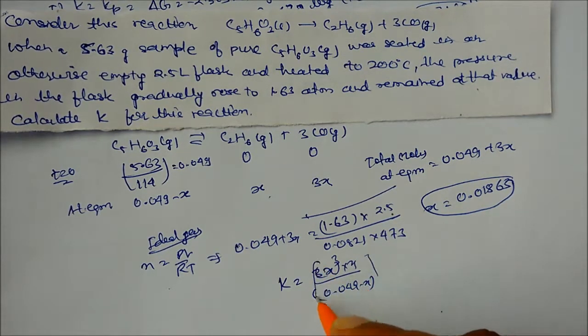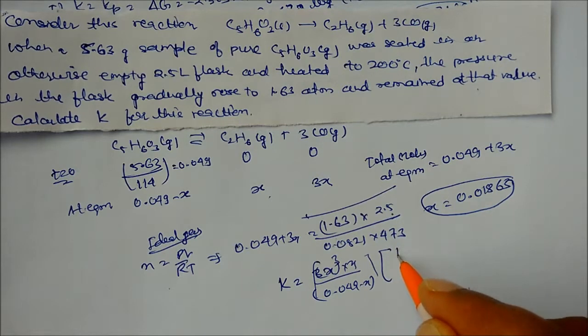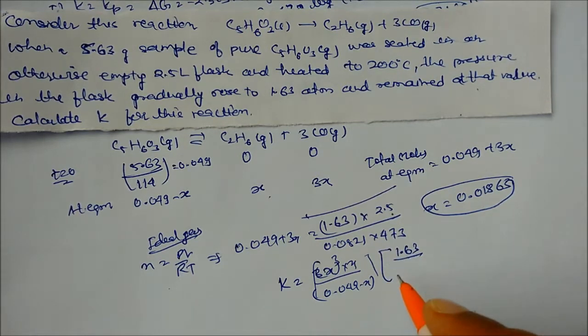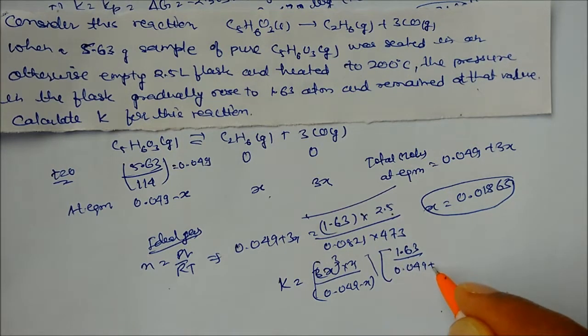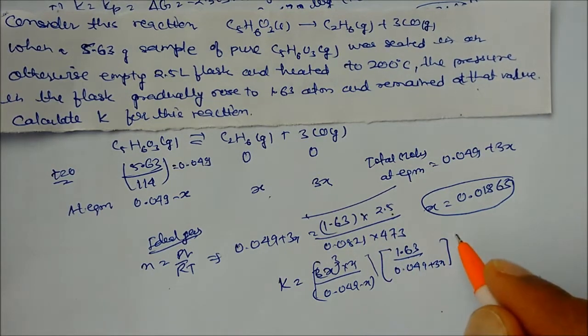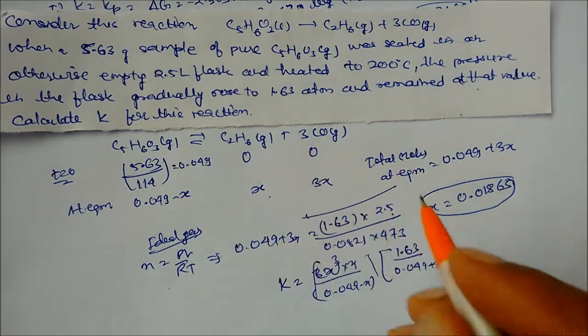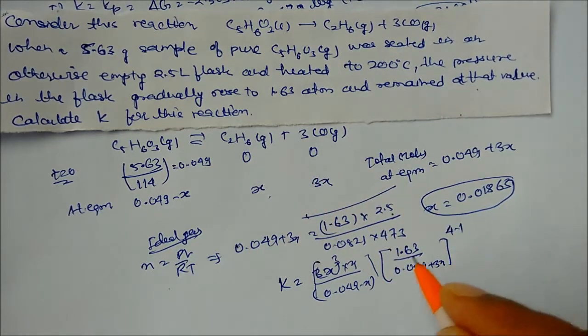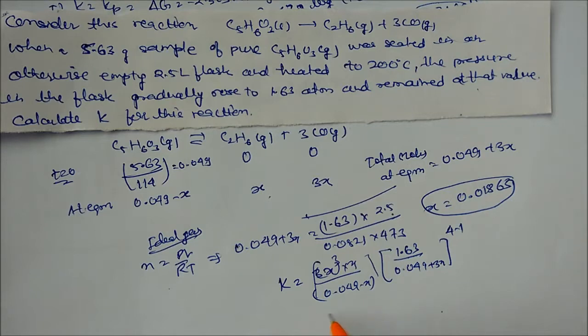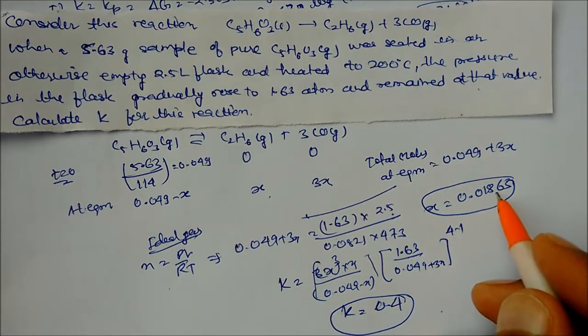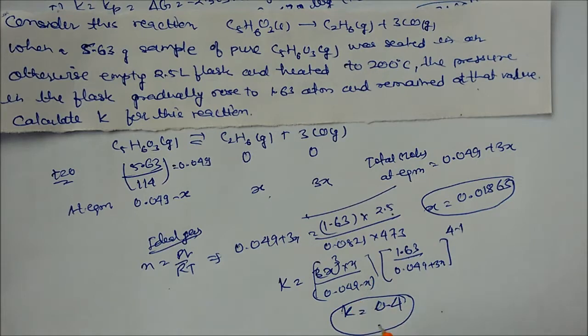This is the moles, and again for pressure, this is the pressure and this is the total moles. Total moles is 0.049 plus 3x, and for the product of the moles, it is 3 plus 1, 4, so 4 minus 1, we'll get 3 here. On solving we'll get the answer of K equal to 0.4. We know the value of x, that we have just found, 0.01863. If you put this value over here, we'll get the value of K.